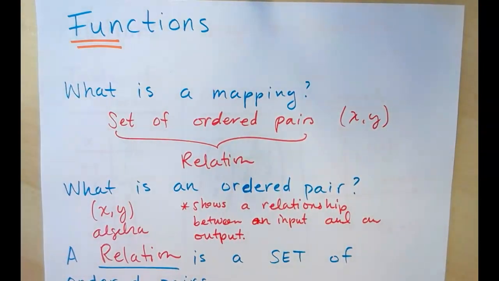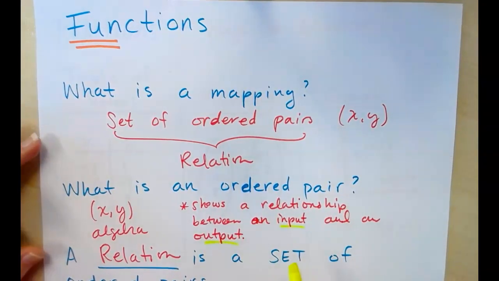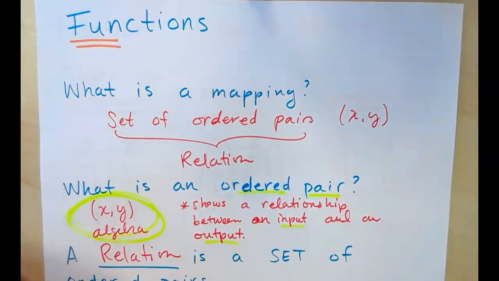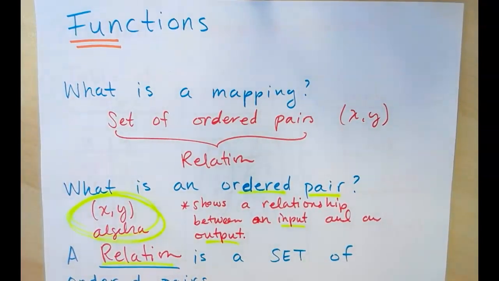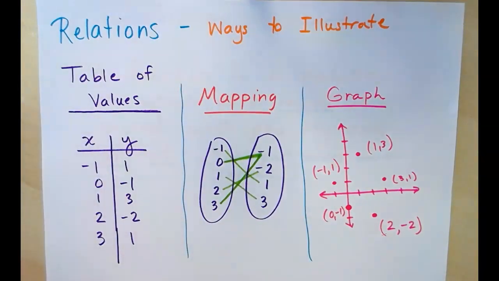So we've got a lot of vocab in this chapter. Input and output is certainly one of them. Ordered pair, yes, one more time. An ordered pair comes in the form of x comma y. And a relation is a set of ordered pairs. So let's keep going. Here are ways that we can illustrate a relation.